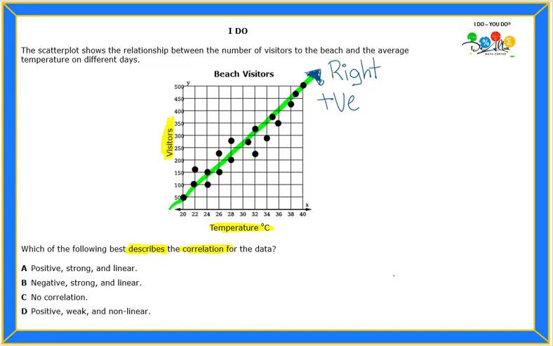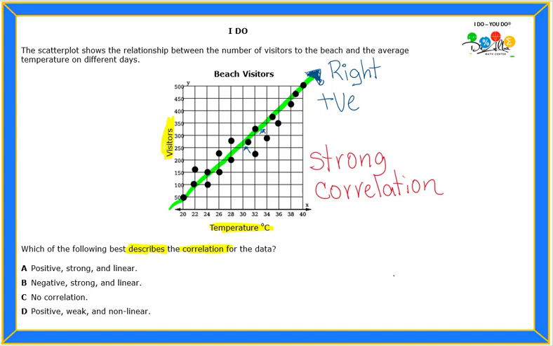Now, how close are the points to this line? I notice that most of the points are very close to my line. You see that? I don't have a point that is like way over here. So what do I say when all my points are very close to this line? Well, then we say that there is a very strong correlation. Why is it strong? Because all my points are very close to this line.